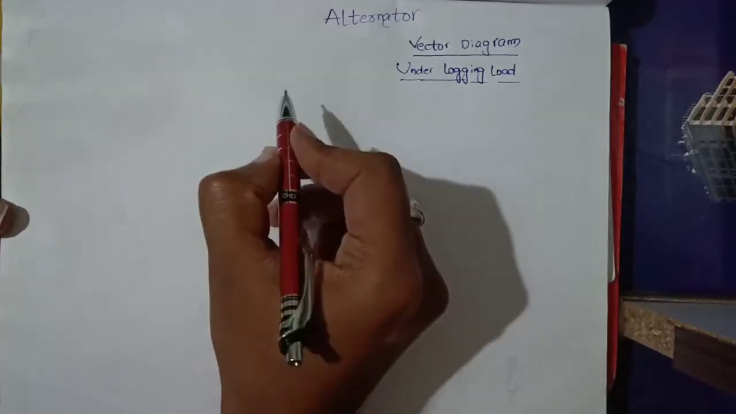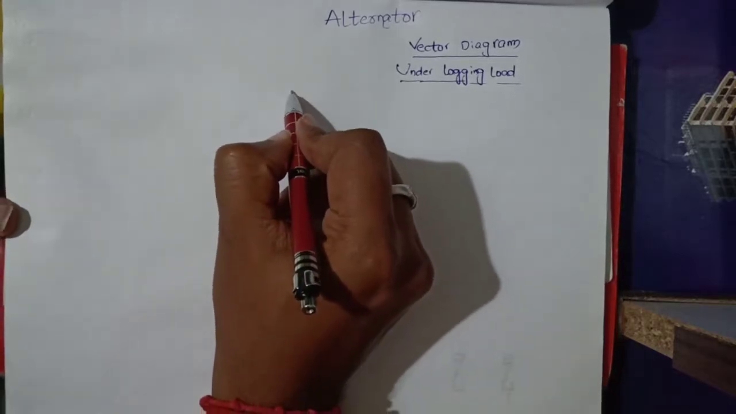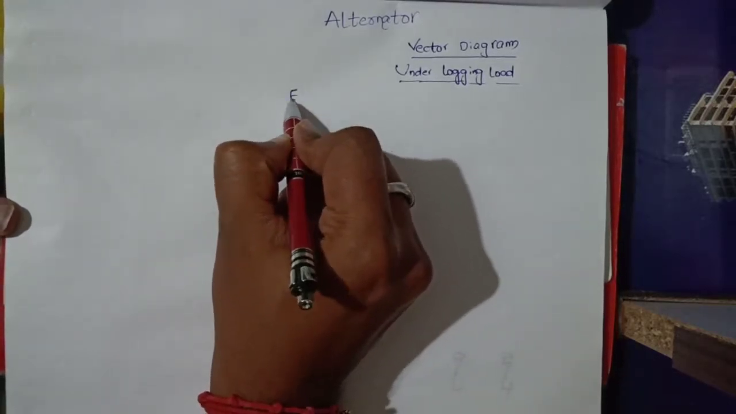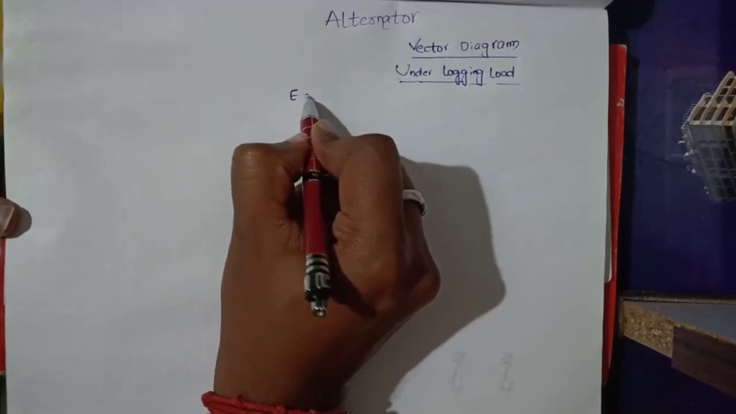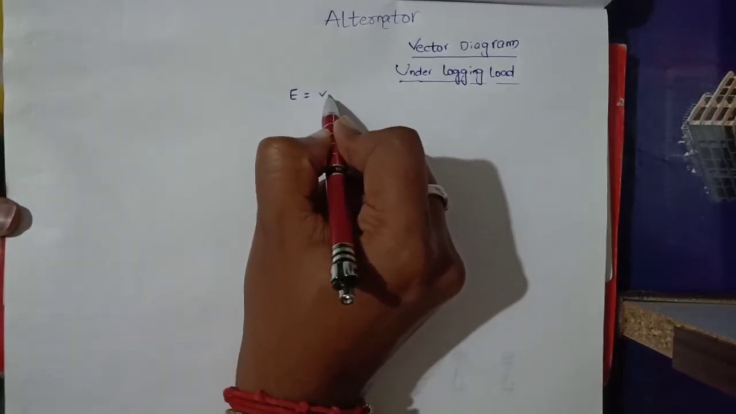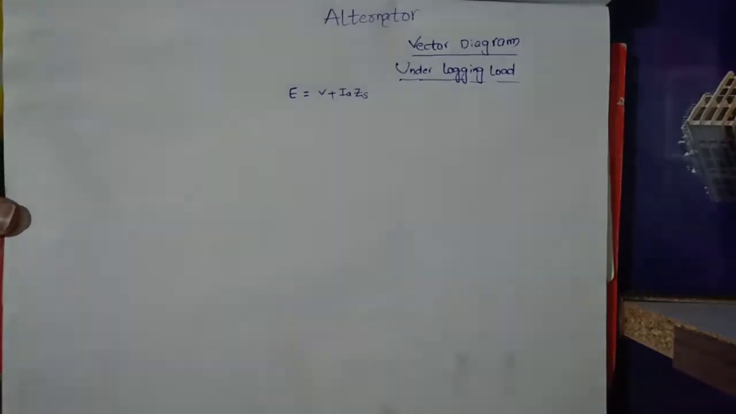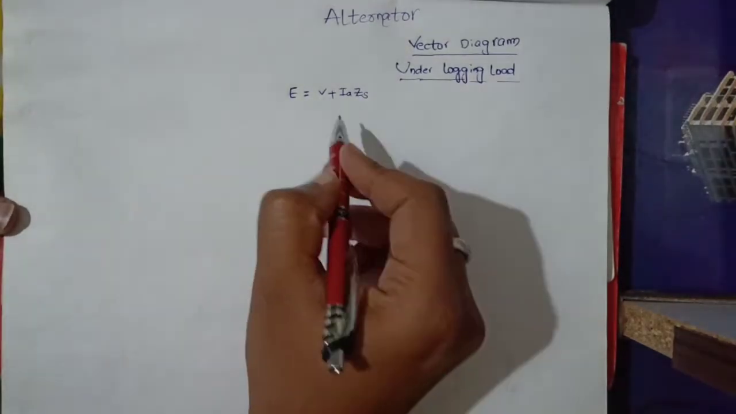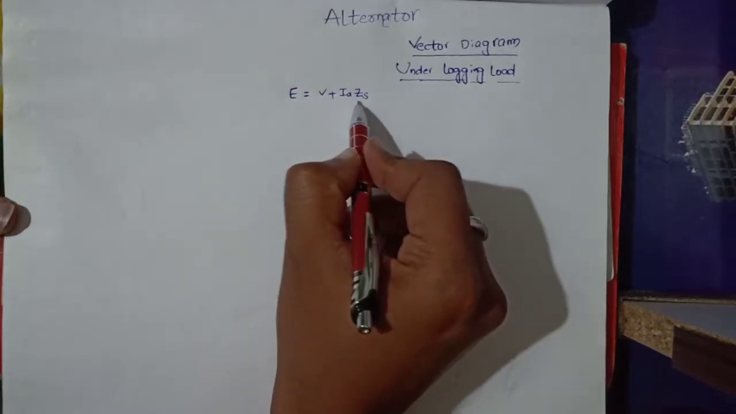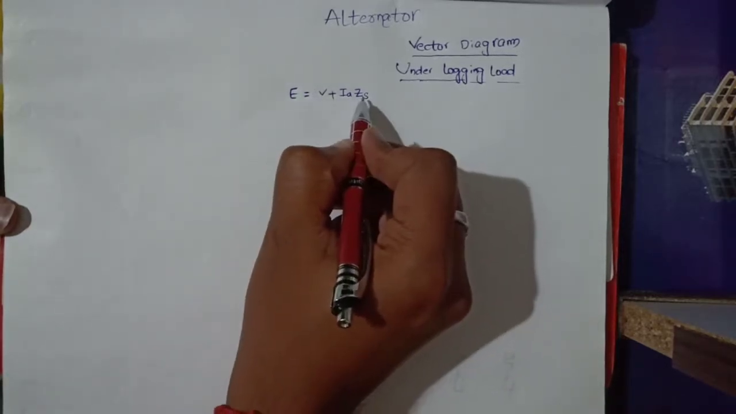I know only one equation. This is a synchronous generator, so E is equal to V plus IA ZS. This is the only equation I know. This is AC, so I am using the impedance ZS, the synchronous impedance.